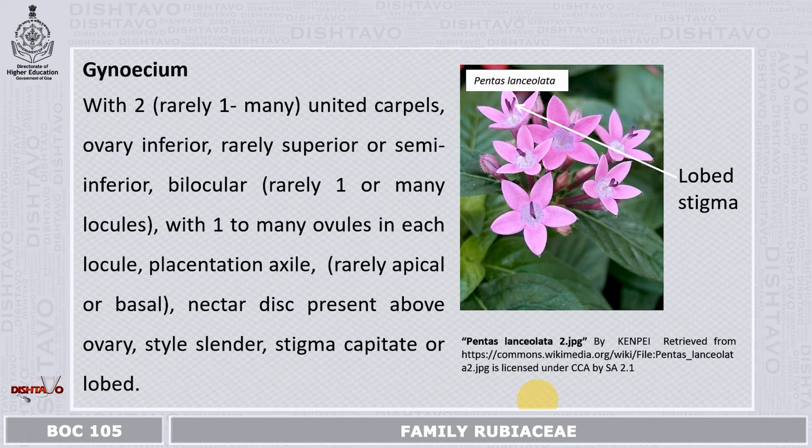Gynoecium with 2, rarely 1 to many united carpels, ovary inferior, rarely superior or semi-inferior, bilocular, rarely one or many locules are present with 1 to many ovules in each locule. Placentation is axile, rarely apical or basal, nectar disc present above ovary, style slender, stigma capitate or bilobed. In these flowers of Pentas lanceolata, you can see the bilobed stigma, which represents the number of carpels in the flower.